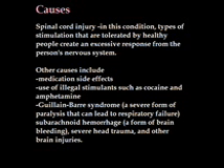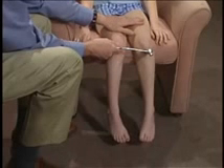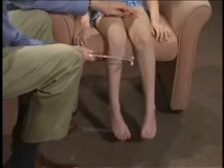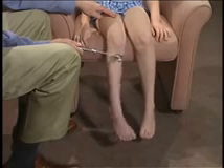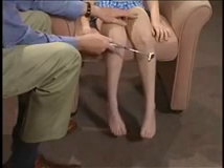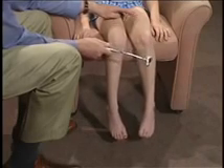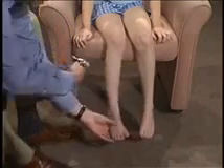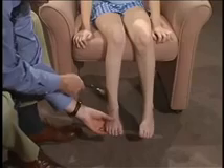Causes of hyperreflexia: spinal cord injury. In this condition, types of stimulation that are tolerated by healthy people create an excessive response from the person's nervous system. Other causes include medication side effects, use of illegal stimulants such as cocaine and amphetamine, Guillain-Barré syndrome, a severe form of paralysis that can lead to respiratory failure, subarachnoid hemorrhage, a form of brain bleeding, severe head trauma, and other brain injuries. Call your healthcare provider if you have symptoms of autonomic hyperreflexia.